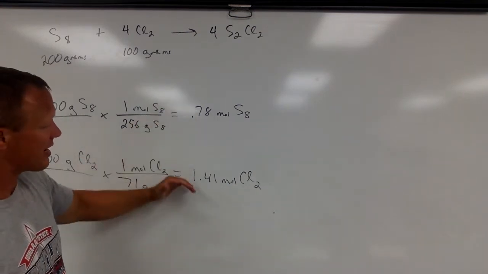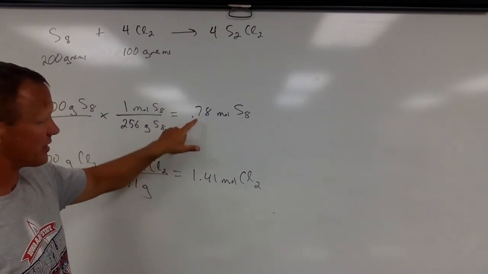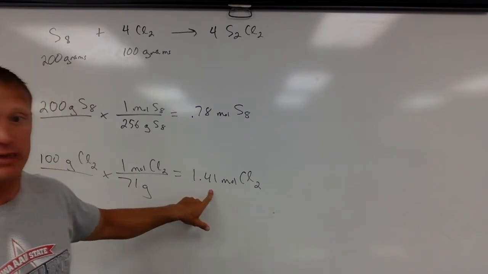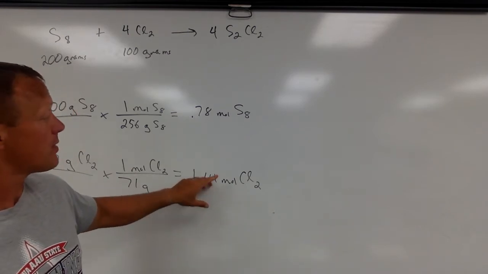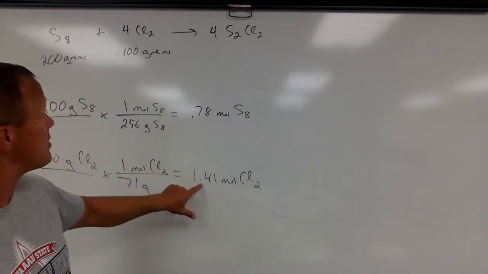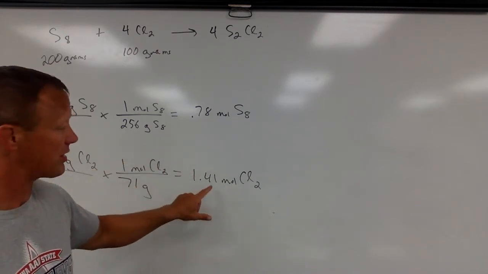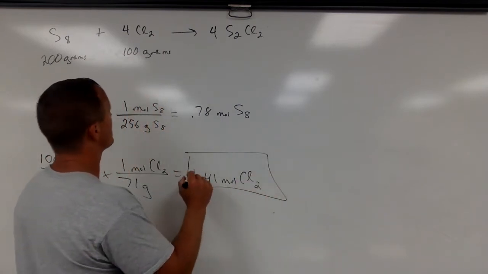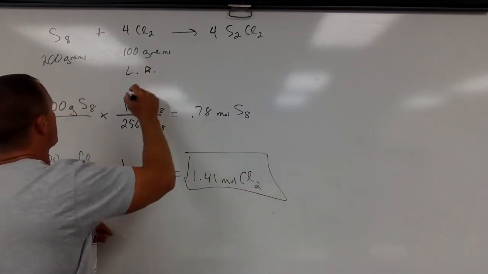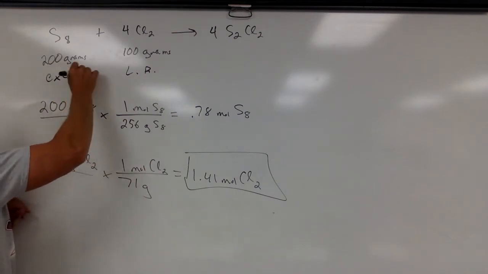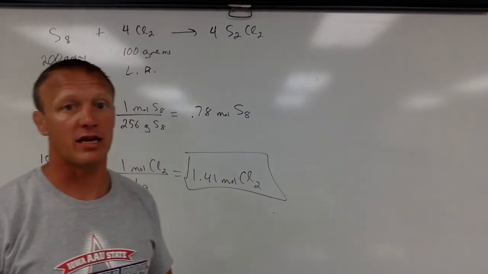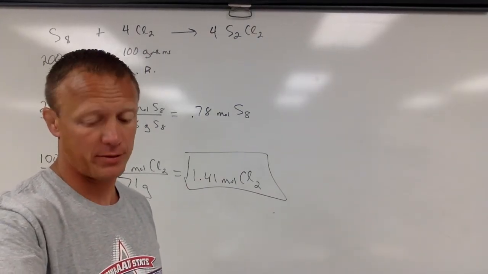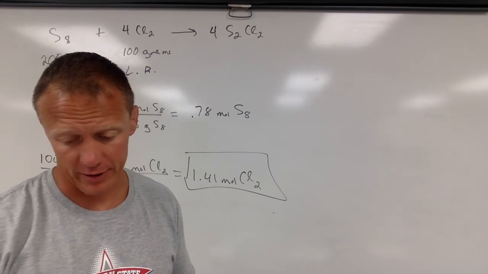Well, we can kind of just estimate here. 1.4 is about double that. If we wanted to divide this by 0.78, we could see how many times bigger it actually is. It's about 1.8, but this is about double that, and it needs to be 4 times bigger than that. So I know this is not 4 times bigger. That tells me then that this is my limiting reactant. There's going to be excess of the S8 that will not be reacted because we're going to run out of chlorine molecules to react with it. So here's the first thing. We figured out the limiting reactant.